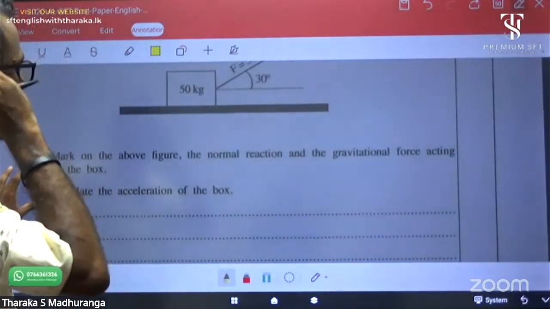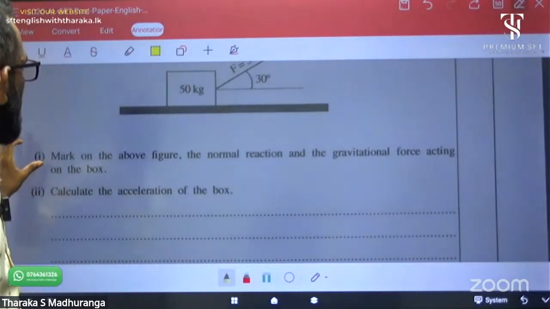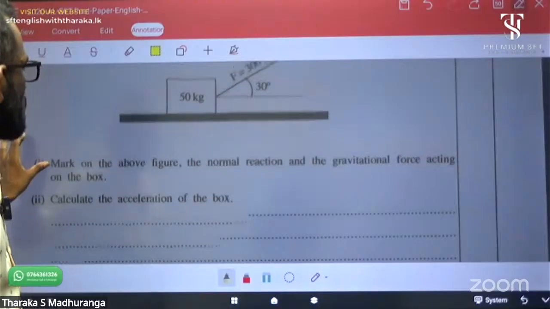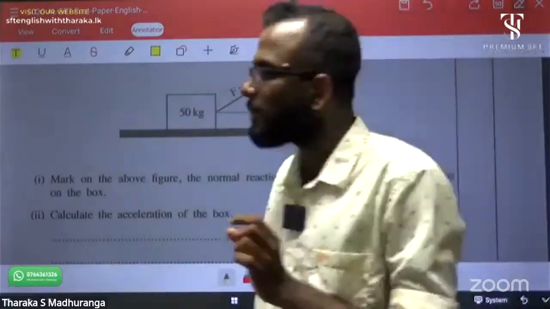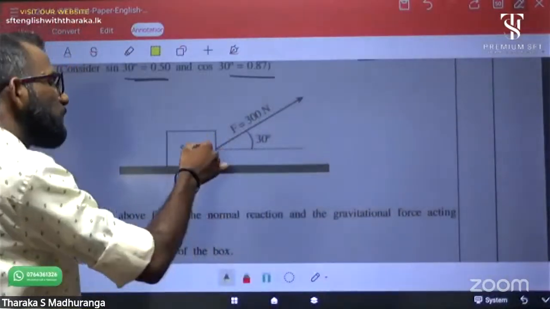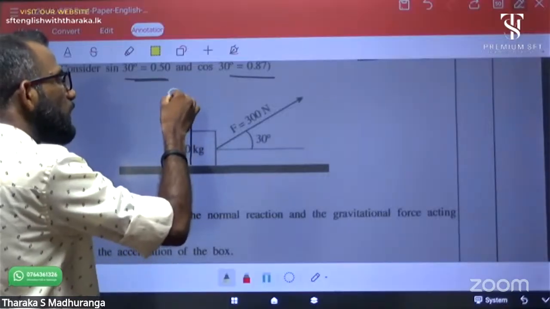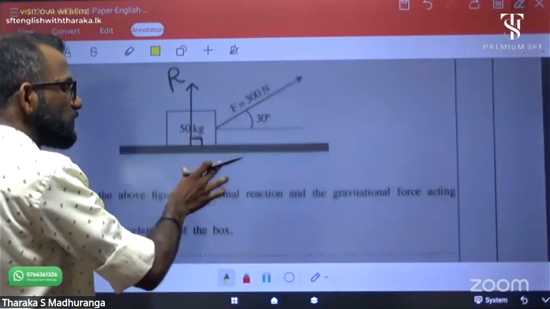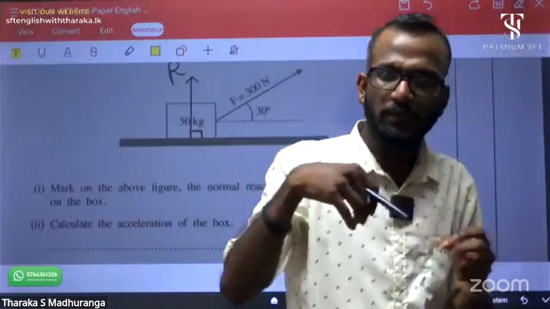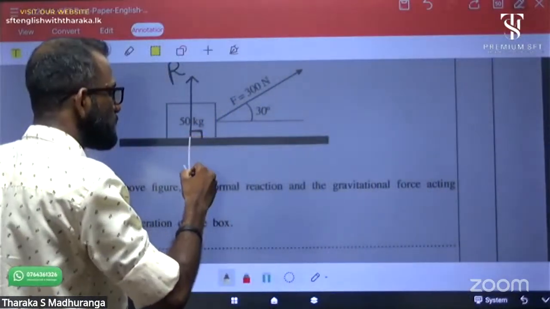Mark on the above figure the normal reaction and the gravitational force acting on the box. How can we mark the normal reaction? Normal reaction means perpendicular reaction, always perpendicular to the surface, remember. And the gravitational force is the force towards gravity. That is the weight.